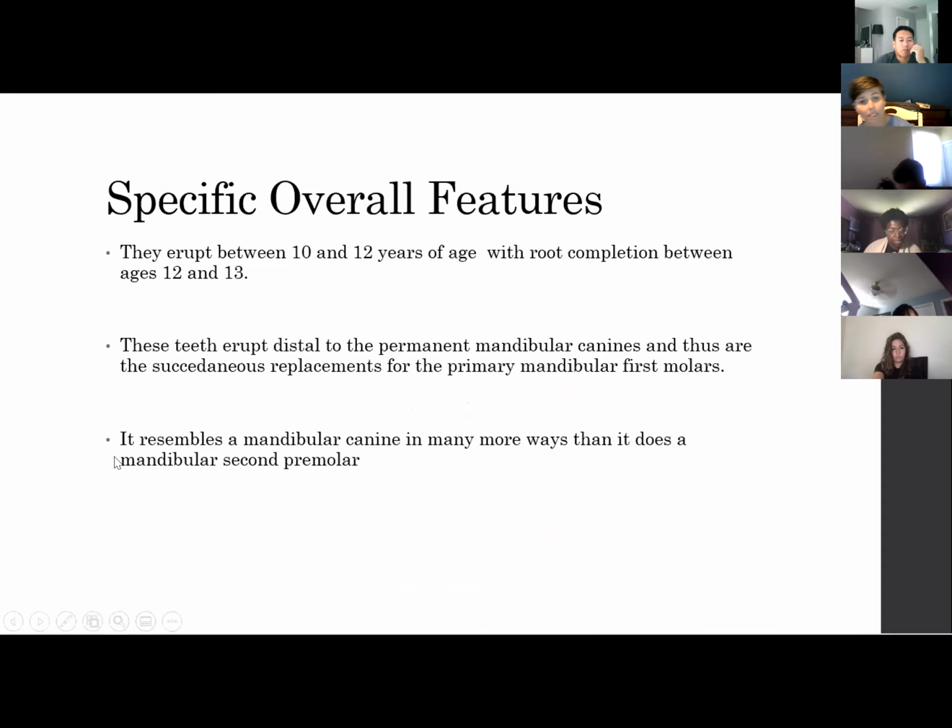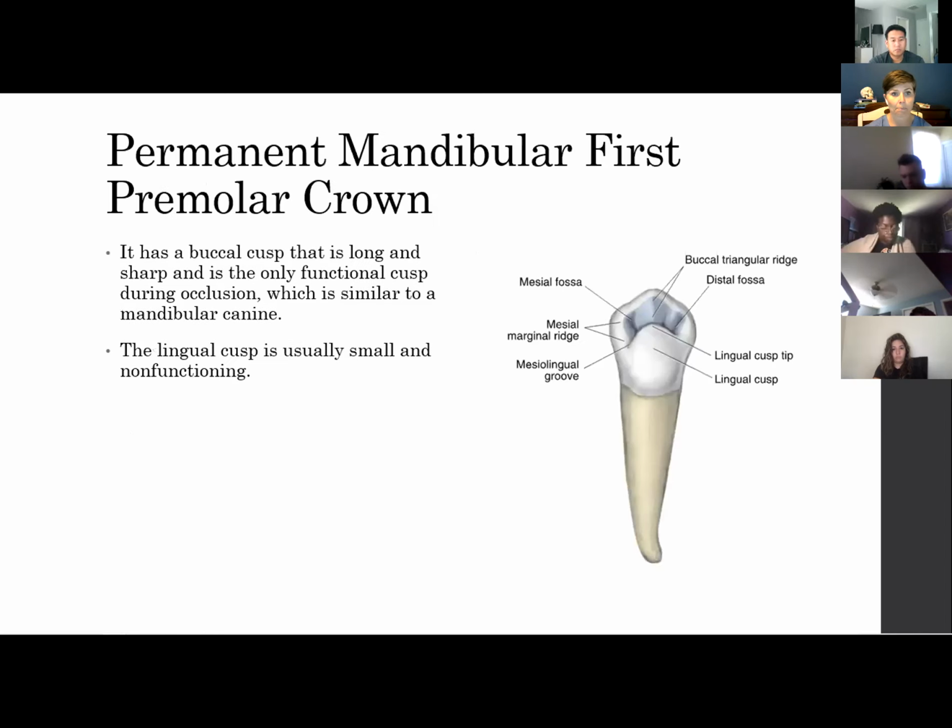All right, so specific overall features of the mandibular first premolars. They erupt during the ages of 10 to 12 with a root completion of 12 to 13. They erupt distal to the permanent mandibular canines, because those canines usually come in first, and they are succedaneous replacements of the primary mandibular first molars. They resemble the mandibular canine in many more ways than they do the mandibular second premolar. So the mandibular first looks a lot more like a canine than it does a premolar.